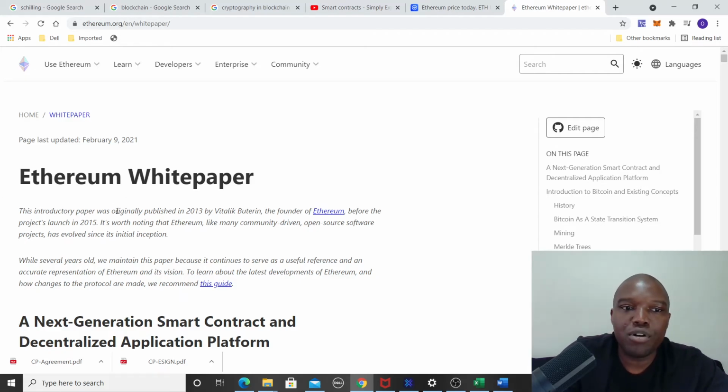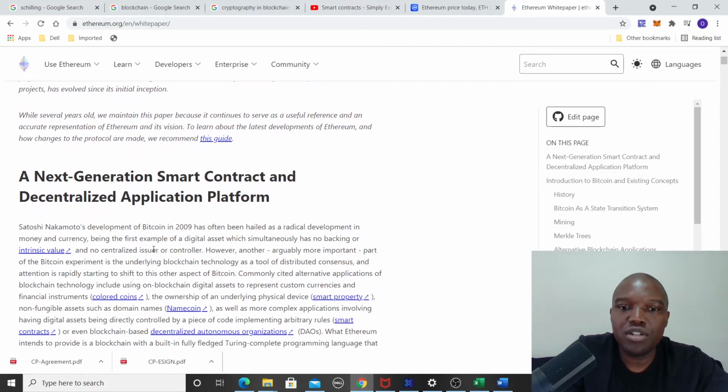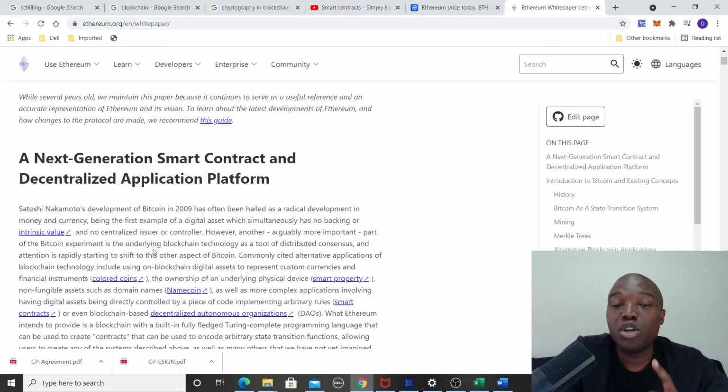This introductory paper was originally published in 2013 by Vitalik Buterin, who's actually one of the founders of Ethereum, before the project was launched in 2015. It is worth noting that Ethereum, like many community-driven open source software projects, has evolved since its initial inception. So it tells you here exactly what the project is trying to do, gives you information, the tokenomics, and the roadmap, what they're planning on putting out and when. These are the things that you really want to look at and dissect and try to really understand before you make any investment into any cryptocurrency.